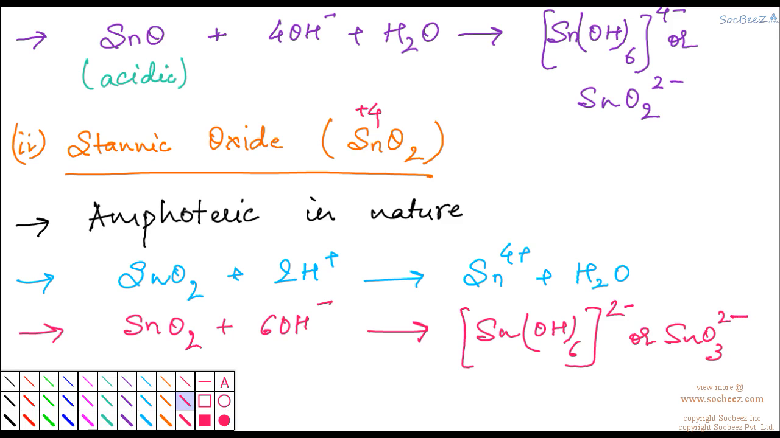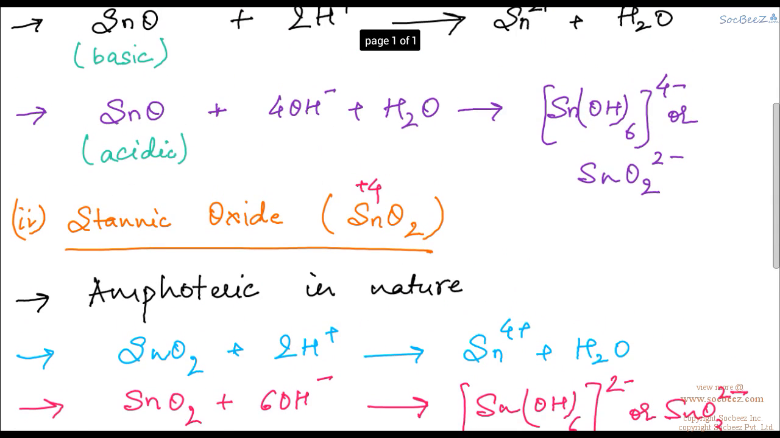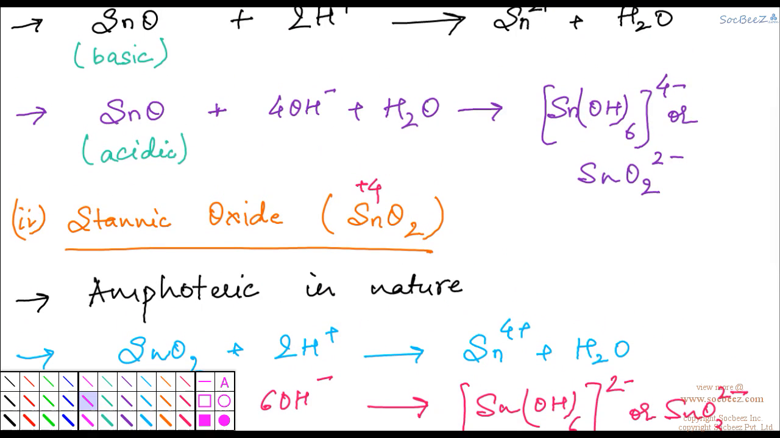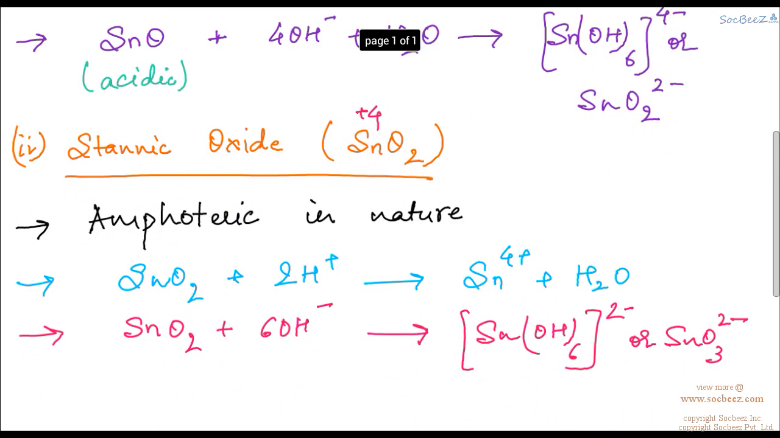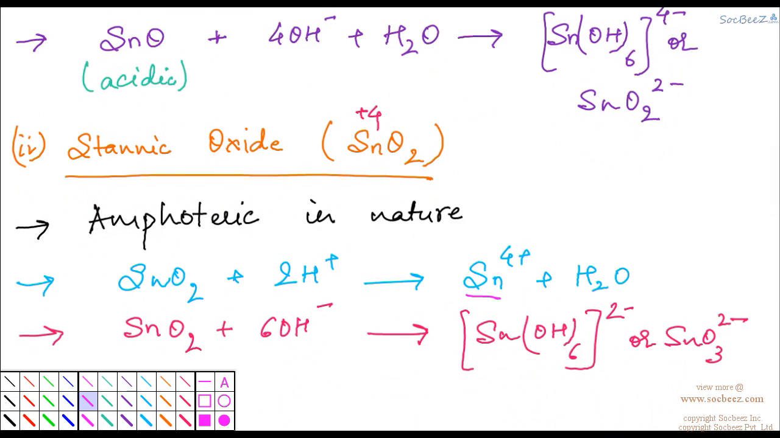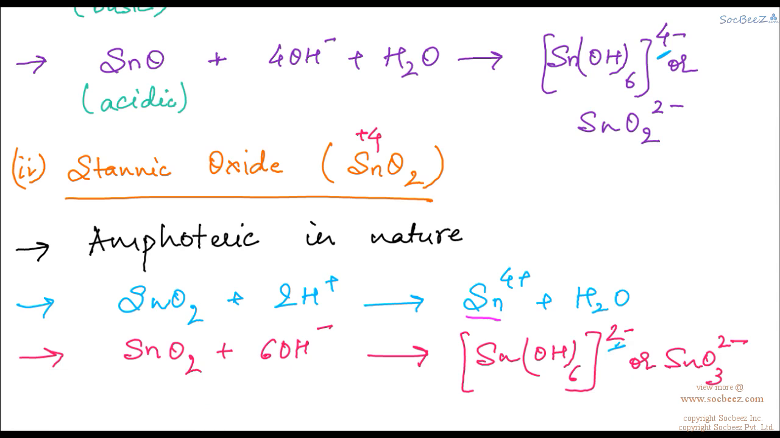SnO3 2-. So the basic difference in stannous and stannic oxide is their oxidation state. Here it forms Sn2+, here it forms Sn4+. Here it forms [Sn(OH)6]4-, and here it is [Sn(OH)6]2-. That's all. This is what you need to remember, and both are amphoteric in nature.